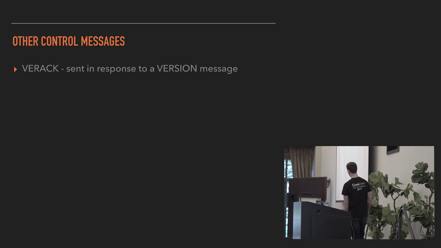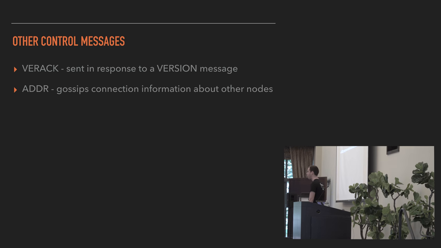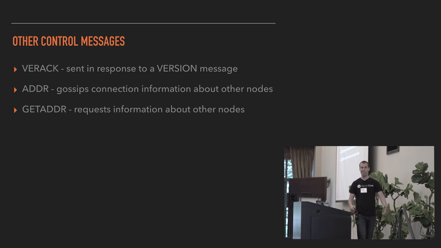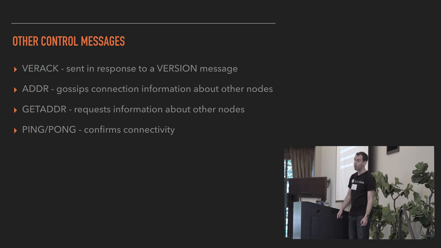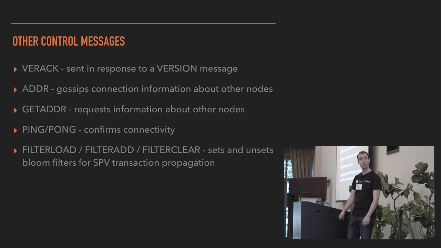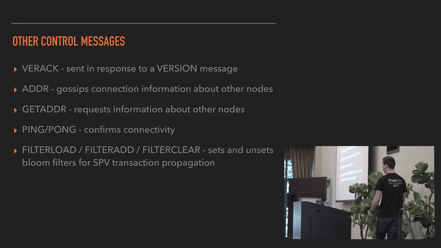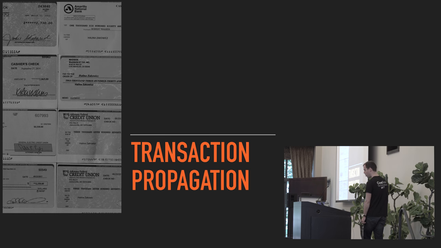Okay, so just quickly spinning through the other control messages, verack. That's a response to a version. It's acknowledging that it's received that version message. Addr is how we gossip information about the network. So if I'm connected to some peers, I'll send out an addr saying, these are the peers I've connected to. That is how we build out our view of the peer-to-peer network. Getaddr is requesting information about additional peers. Ping and pong, confirming connectivity. So I send out a ping, I expect a pong in response. And then there's these filter load messages. These are for setting up the Bloom filters that I told you about for the SPV nodes. And I think that's it. There might be a few others. Sendheaders, sendcmpct.